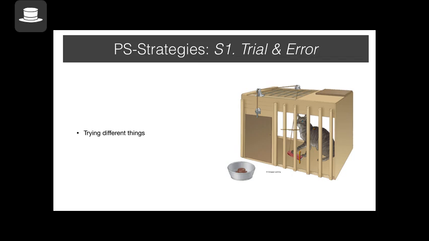And of course, it repeats the behavior. This strategy is trial and error. Try different things until one of those things actually works. Then you continue to keep repeating the thing that worked. So trial and error is trying different things until you get to the solution.